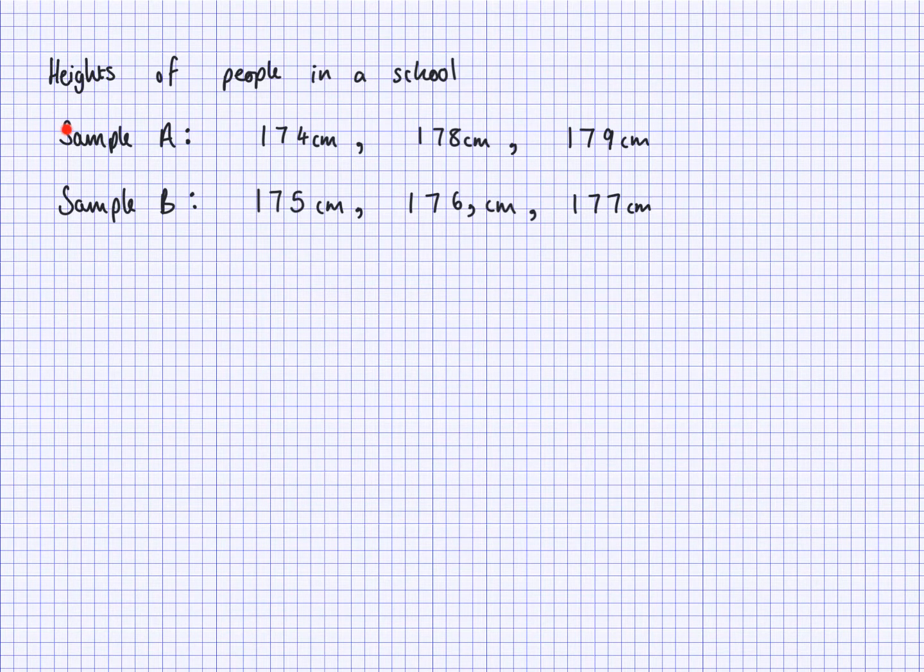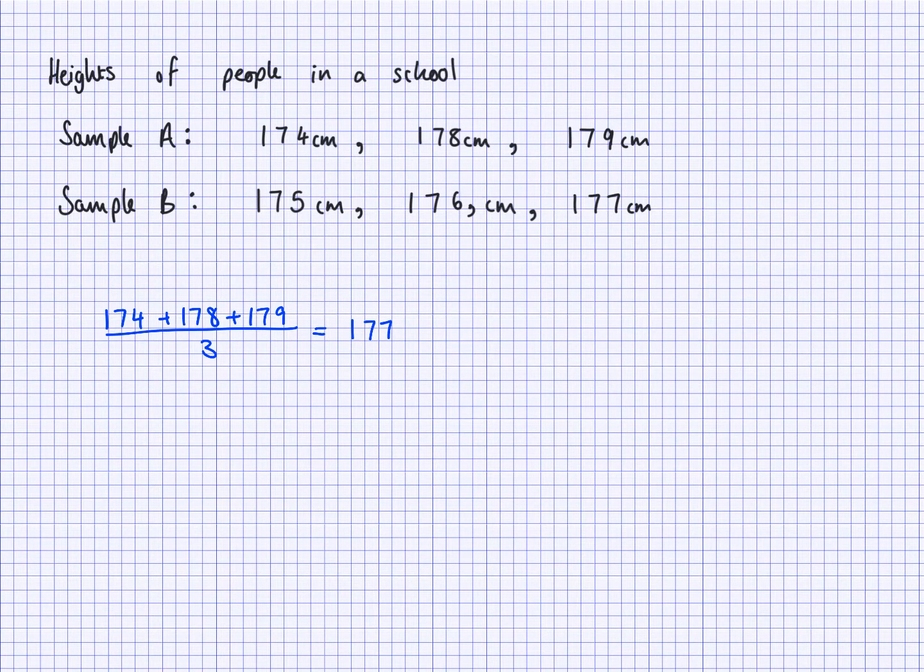So let's consider heights of people in a school, and we've taken some samples. Sample A has these three heights, and sample B has these. I'm going to make a new sample as well a little bit later, but first let's find the mean for each of these. So the mean for the first one would be to do 174, add 178, add 179, divide that by 3, and you will get 177.